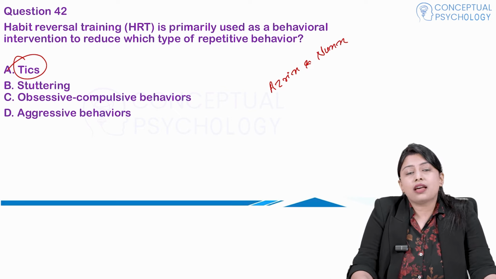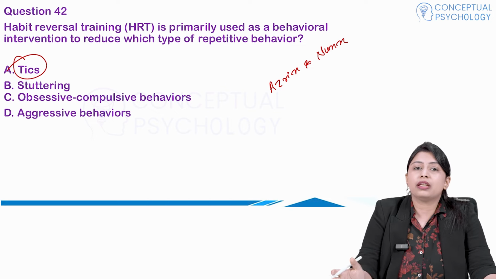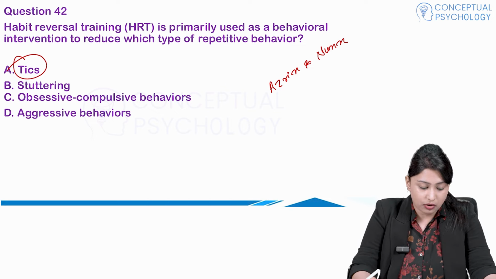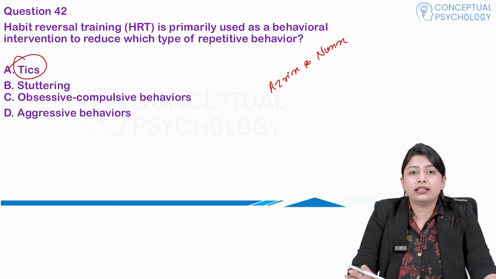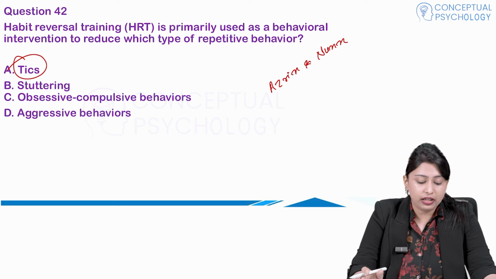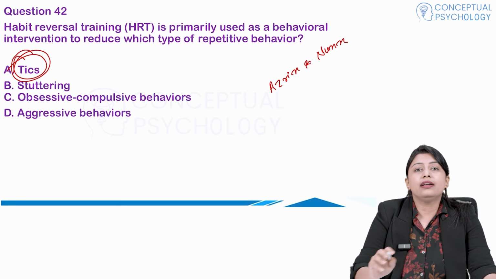So HRT is considered a first-line behavioral treatment for tic disorders. Now, at times it is also considered for stuttering, but it is not the first-line behavioral technique for it. Hence, the correct answer would be tics.